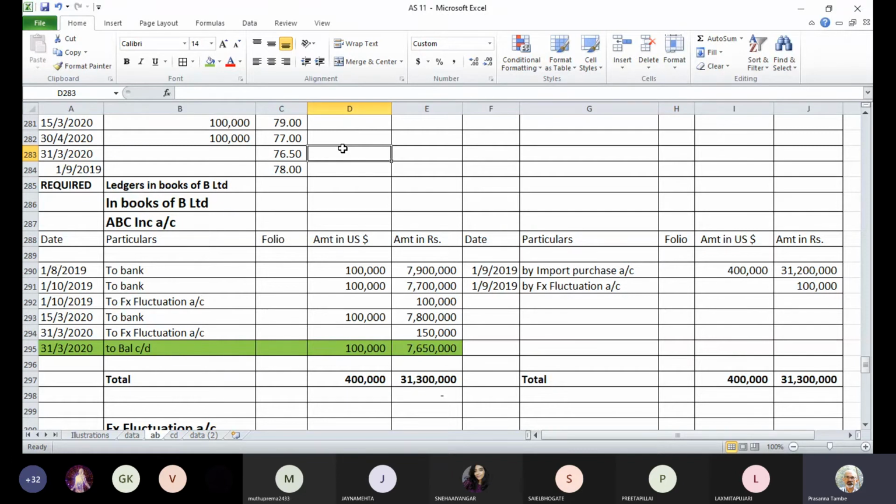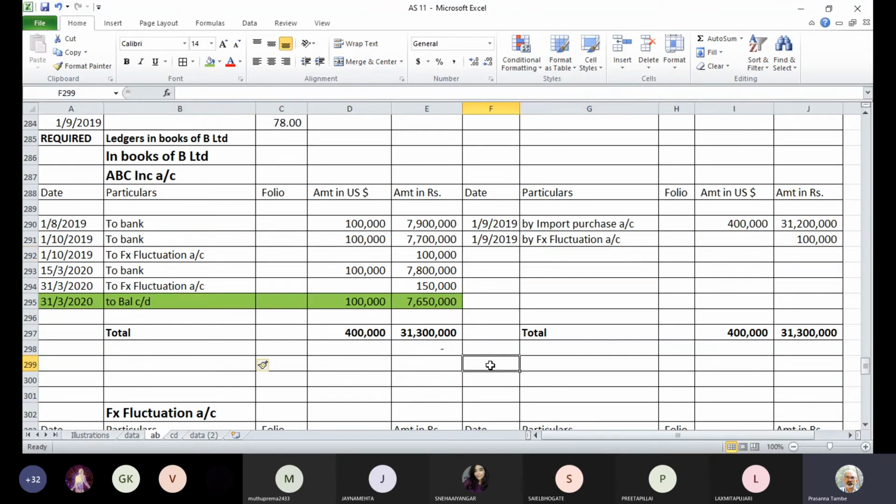76 lakh 50,000 divided by 1 lakh, you get an effective rate of 76.5, which matches with your year-end rate given to you, which is also 76.5. That means your accounting is correctly taken care of. Okay. So with that, we go to the next year. We carry forward this balance.